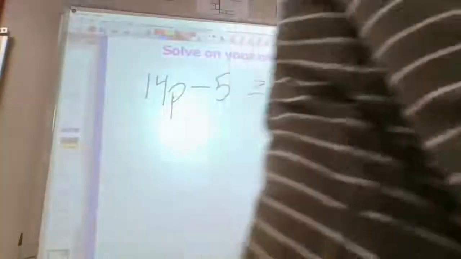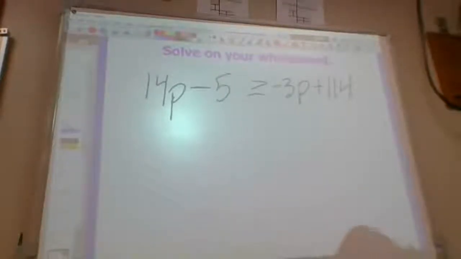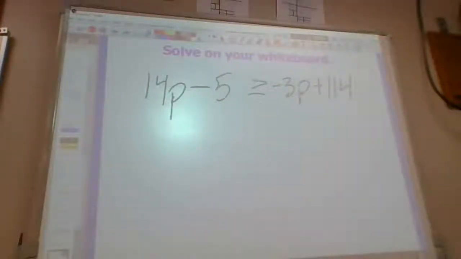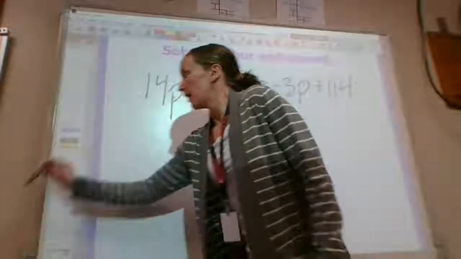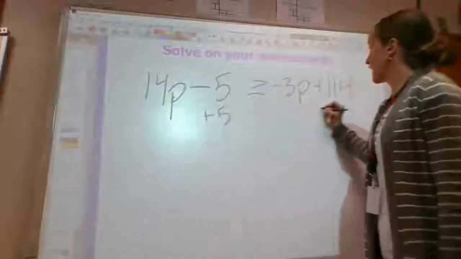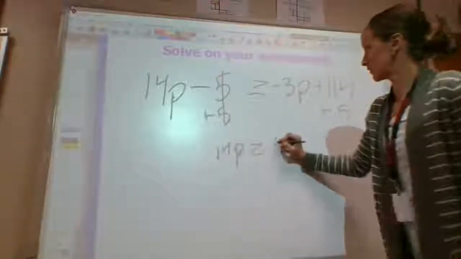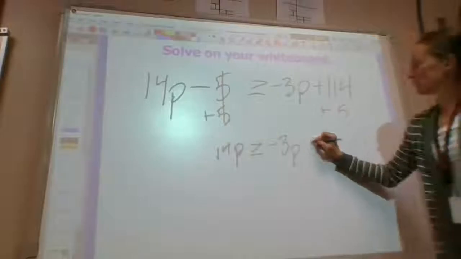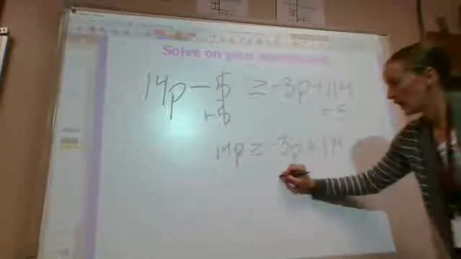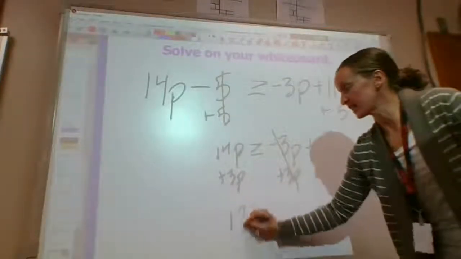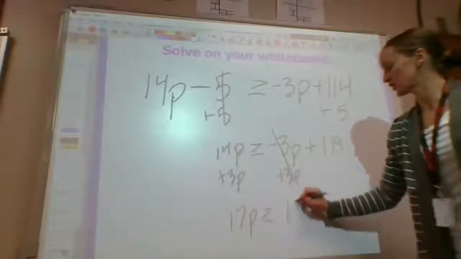What's 119 divided by 17? Let's see here. A lot of you guys added 5 to both sides. That you got that to cross out. Plus 3p. Plus 3p. And you got 17p. Did you ever have to switch your sign?